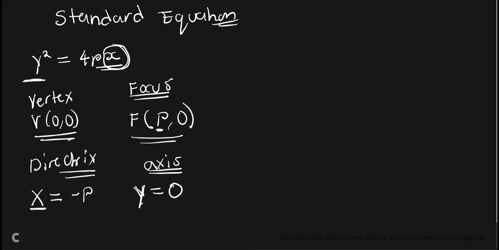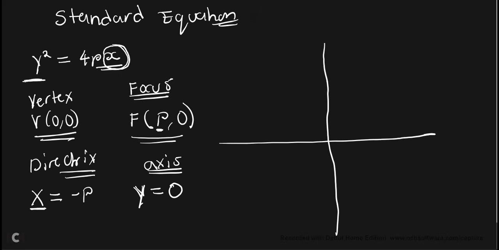Now the question is, how can you draw this? So let's plot what we're having. According to what we're having, what is the vertex? The vertex is 0, 0. That's the vertex, or the turning point. Now, what is the focus? The focus is positive p, 0. Is that positive p in the x-axis or in the y-axis? It is in the x-axis.